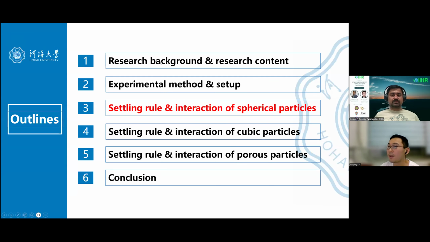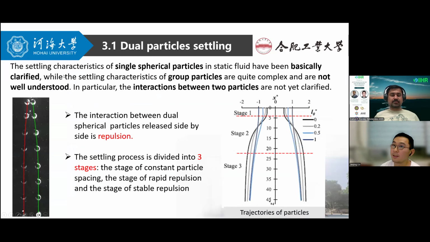Then it's part 3. Part 3 is settling rule and the interaction of spherical particles. The settling characteristics of single spherical particles in static fluid have been basically clarified, whereas the settling characteristics of group particles are quite complex and are not well understood. In particular, the interaction between two particles is not yet clarified. So we studied the dual particle settling first.